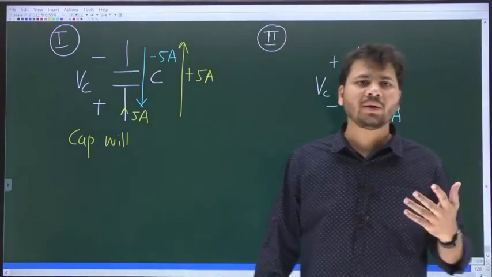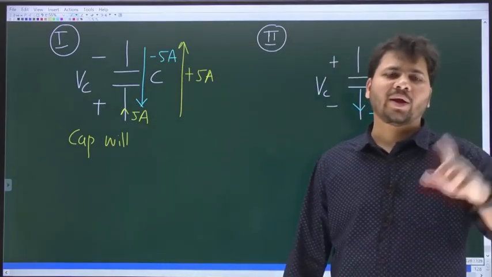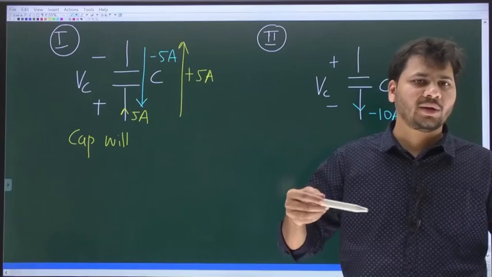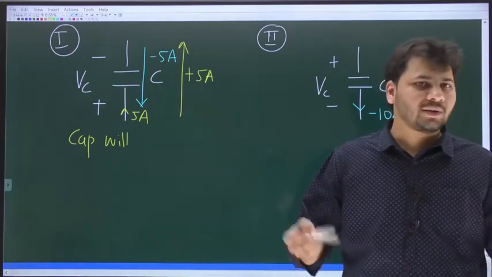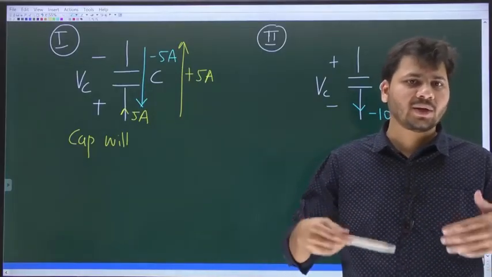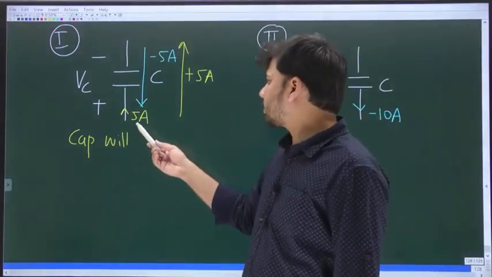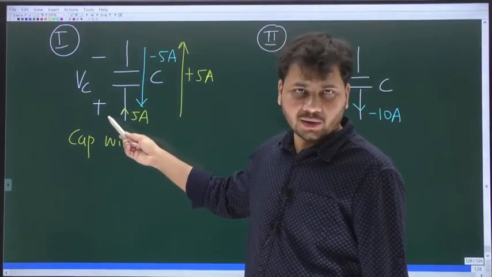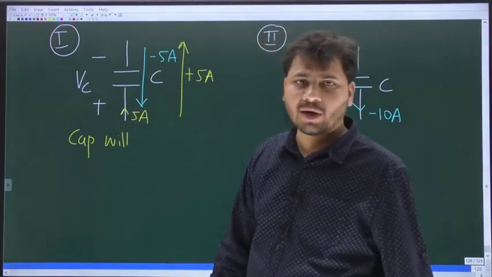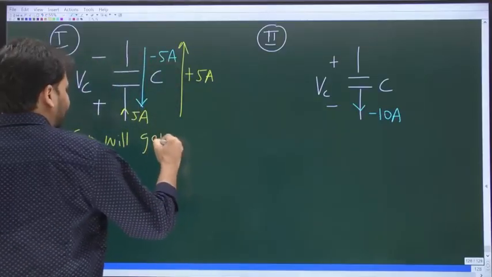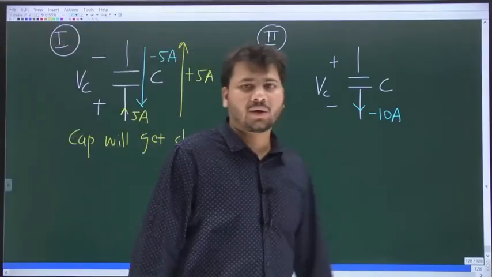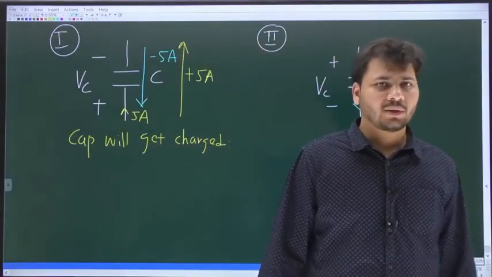I'll say it very clearly. Just look at the plus terminal. At the plus terminal, if a positive current is entering the element, then the cap will get charged. And at the positive terminal, if a positive current is leaving the element or the capacitor, then the cap will get discharged. In this case, at the bottom terminal, you can see 5 amps, which is positive. Is it not entering the capacitor? So the cap will get charged. Whenever a positive current enters at the plus terminal, the cap will get charged.